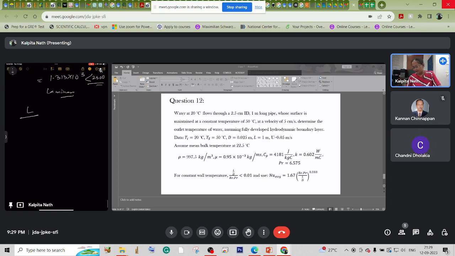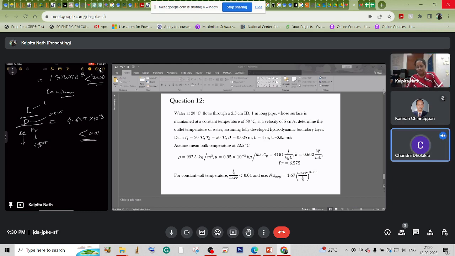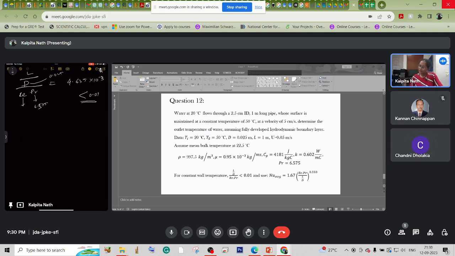Now for laminar, L by D into Reynolds number into Prandtl number. If we put every value, it will come out to be 4.635 into 10 to the power minus 3, because this Reynolds number we already know, Prandtl number is 6.575, L is 1, D is 0.025. But this is less than 0.01, right? So we can use the Nusselt number equation that is provided: Nusselt number is equal to 1.67 times Reynolds number, Prandtl number upon L by D to the power 0.333. So this will come out to be 9.998.